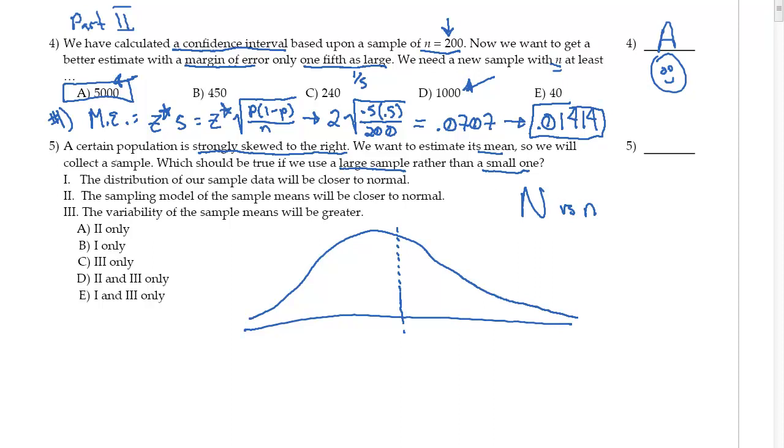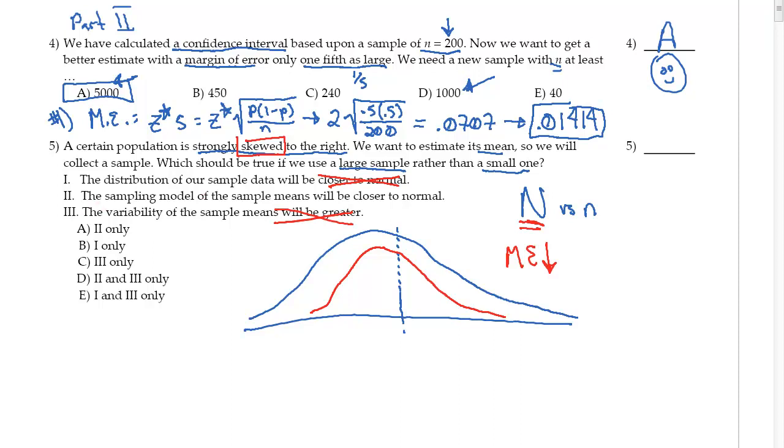The distribution of our sample data will be closer to normal. Well, wait a minute. If you take more data, you're going to get something that approximates the skewness of what you've got. So it's not going to be closer to normal with a larger n; it's going to be closer to the skewed to the right that we see. Now, the variability of the sample means will be greater. As n gets bigger, the margin of error gets smaller, not bigger. So the means won't be greater, they'll be smaller. So 3 can't be right.